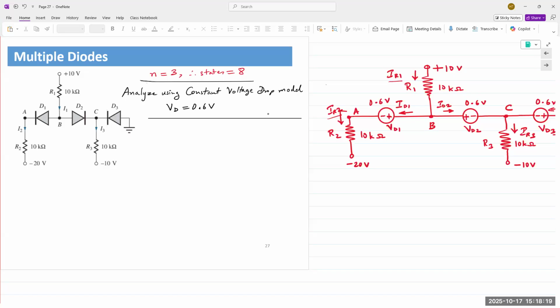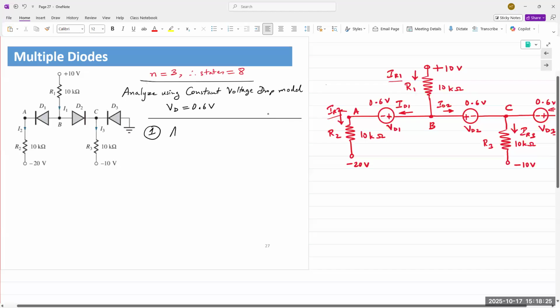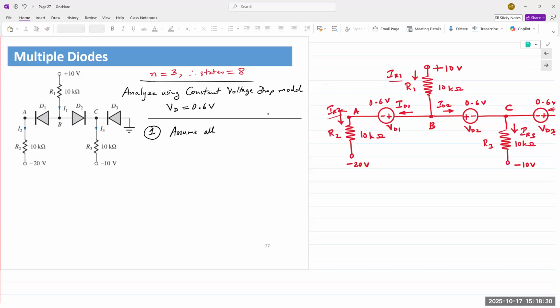let's assume that all 3 diodes are on. Okay. So first, make an assumption. Let's assume all 3 are on. Okay.